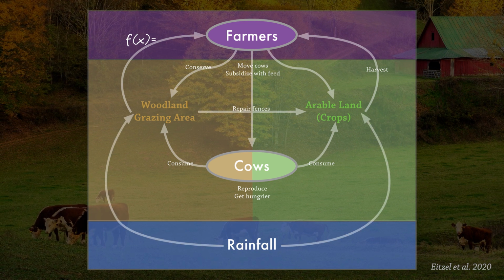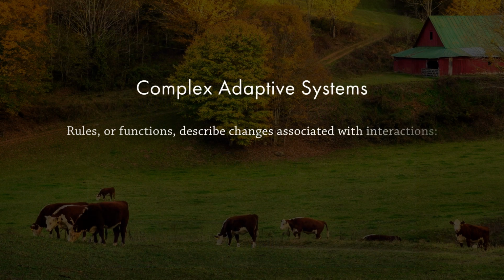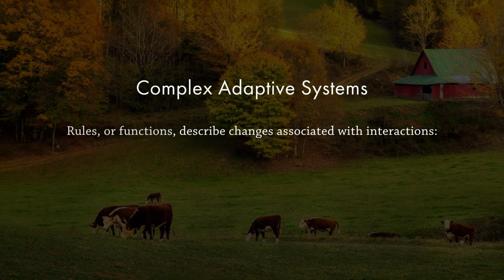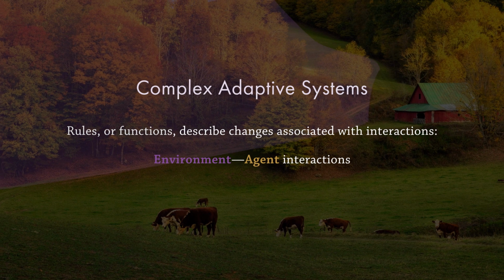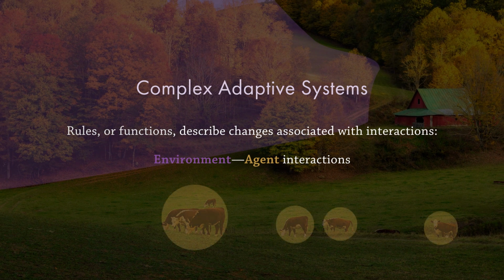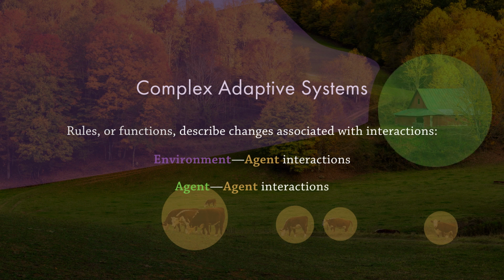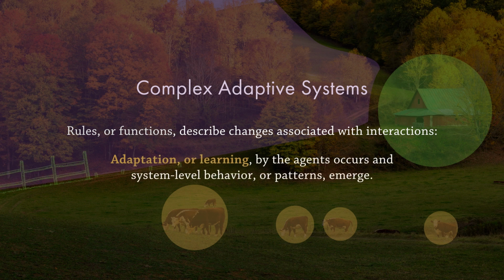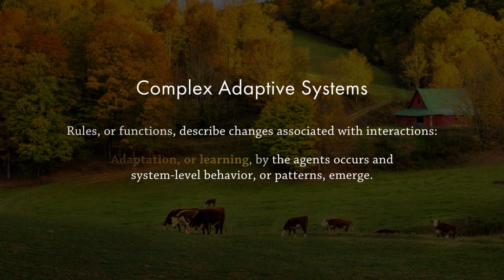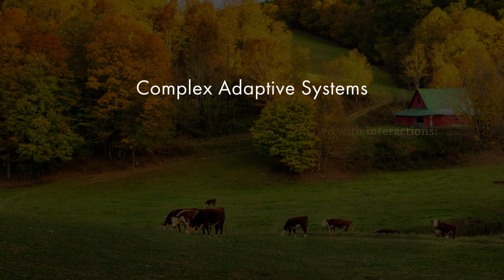These rules or functions describe the interactions between agents, as well as between the environment and the agents or social groupings. So the functions are used to determine how the agents and the environment change or evolve in response to interactions. Adaptation or learning by the agents occurs and macro properties, that is, system-level behavior or patterns that I've also called states, begin to emerge. This characteristic is why complex adaptive systems are sometimes called self-organizing systems.